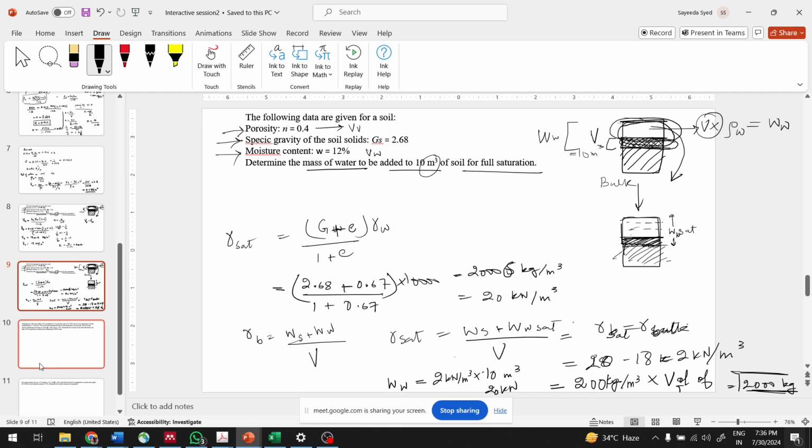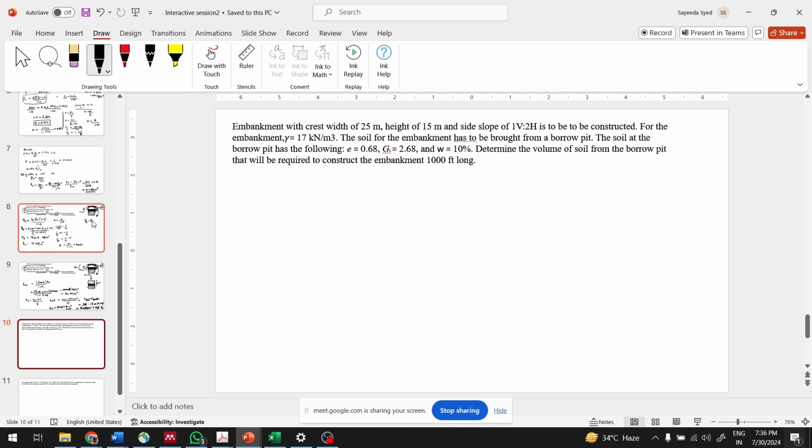Okay, let's move on to the next question. So these were just basic questions. Now we've got a good question. So an embankment with crest width.